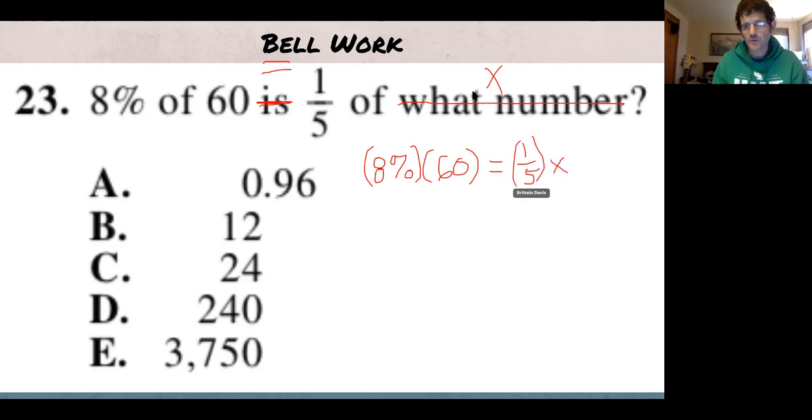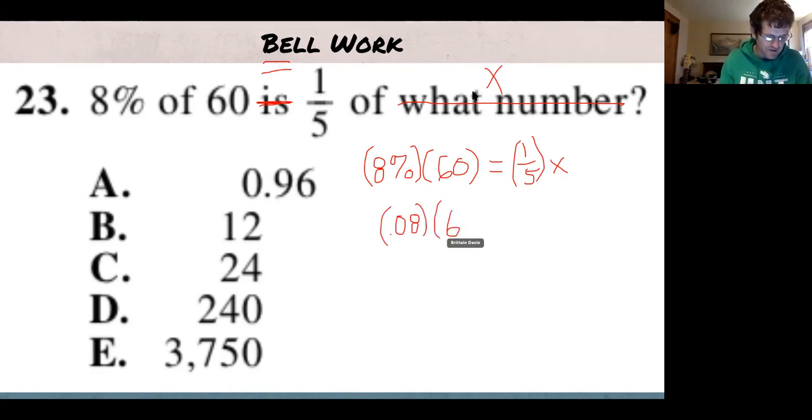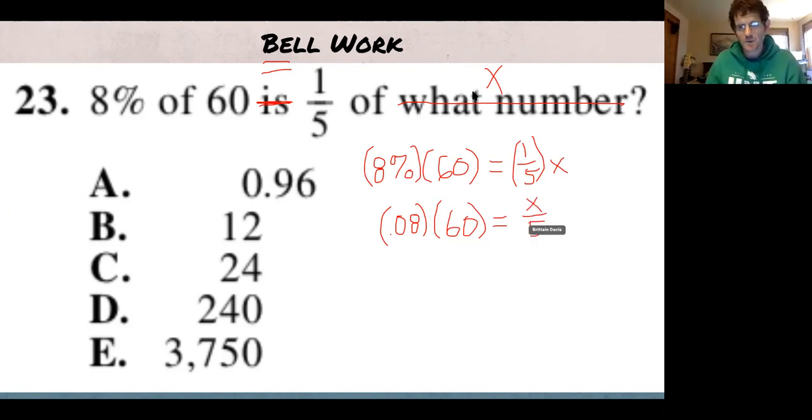So now I'm going to rewrite this just a little bit to make the math look a little better. So instead of 8%, I'm going to put 0.08. Hopefully you know that 8% means 8/100ths, times 60. And then instead of 1/5 times x, I'm going to put x over 5. I just moved the x up into the numerator, and that's something we're allowed to do. So now this is a pretty straightforward equation, and this will give us our answer.